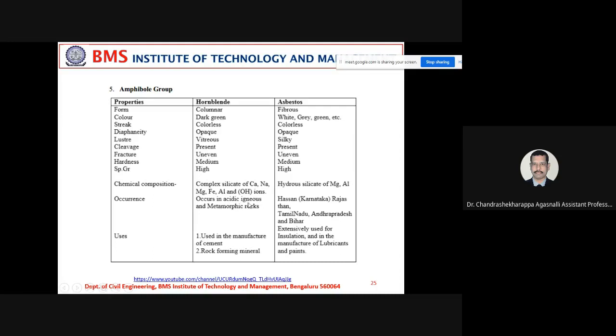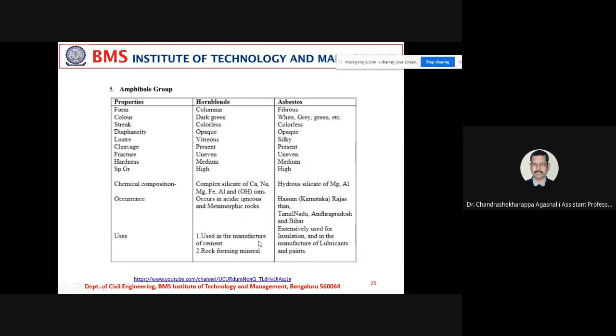So it occurs in acidic igneous rocks and metamorphic rocks. Here again, igneous, sedimentary, and metamorphic are the three types of rocks. The igneous rocks are further classified, which we'll discuss at a later stage, in the second module. But it is only in the acidic igneous rocks that you can see hornblende, and in metamorphic rocks.